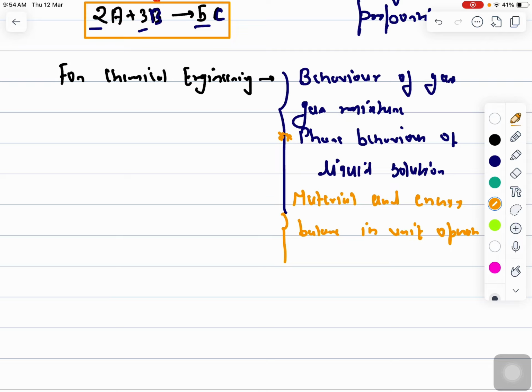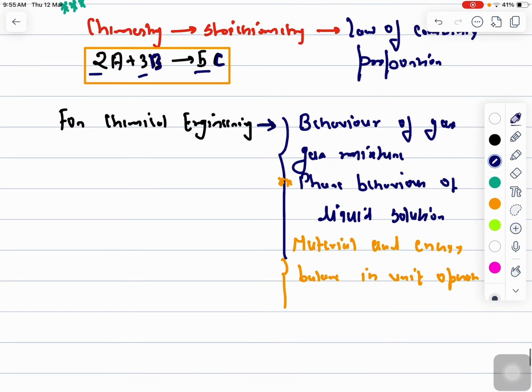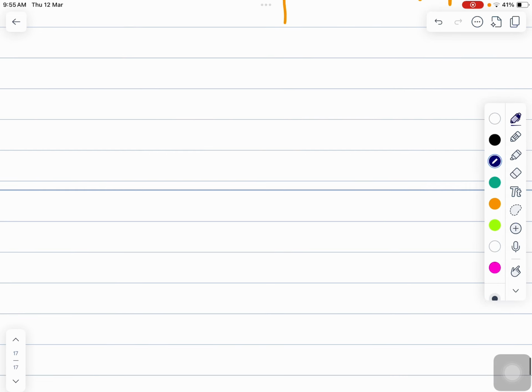That gas can be an ideal gas or a real gas mixture. We also study the phase behavior of ideal or real liquid solutions. We perform the energy and material balance for real problems in the industry. That's why you can see that this concept becomes very, very important for chemical engineers, right? Now, going deeper into this concept, I'll be talking about some fundamentals regarding stoichiometry, where I'll be talking about the mole concept. So I'll start with the mole concept here.